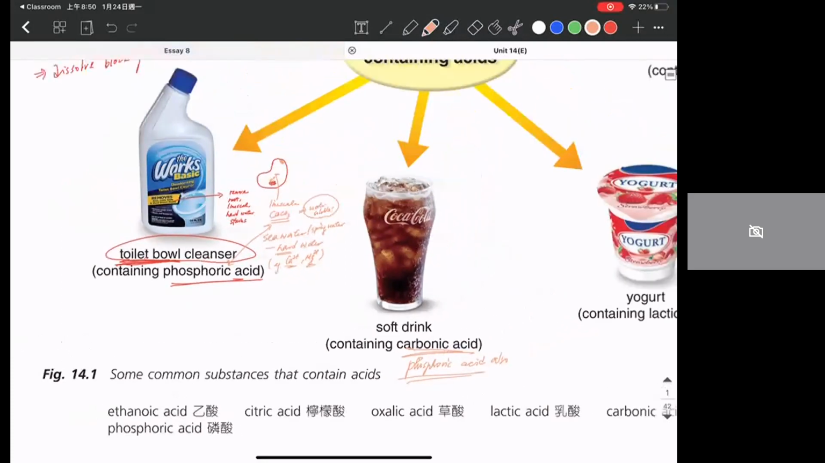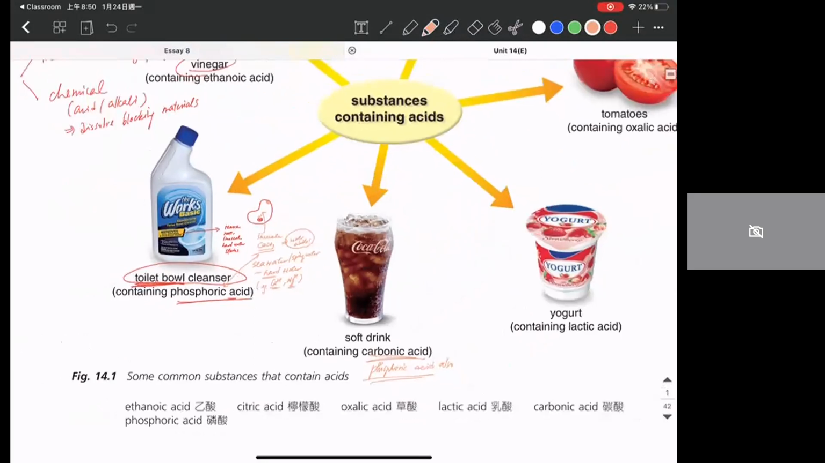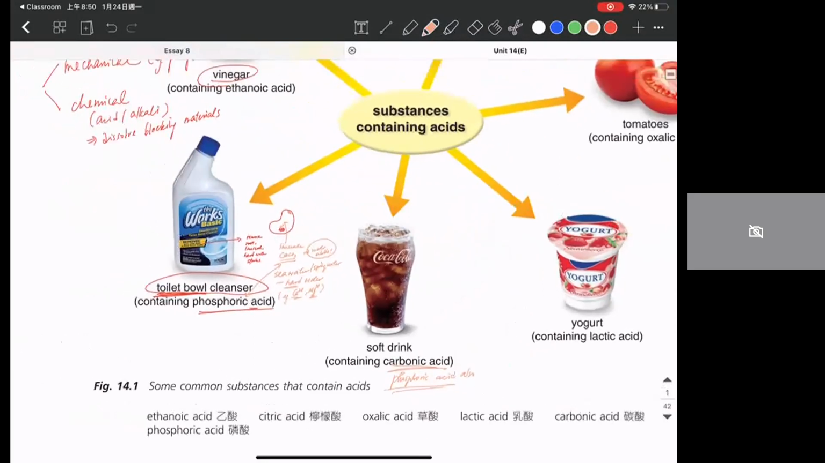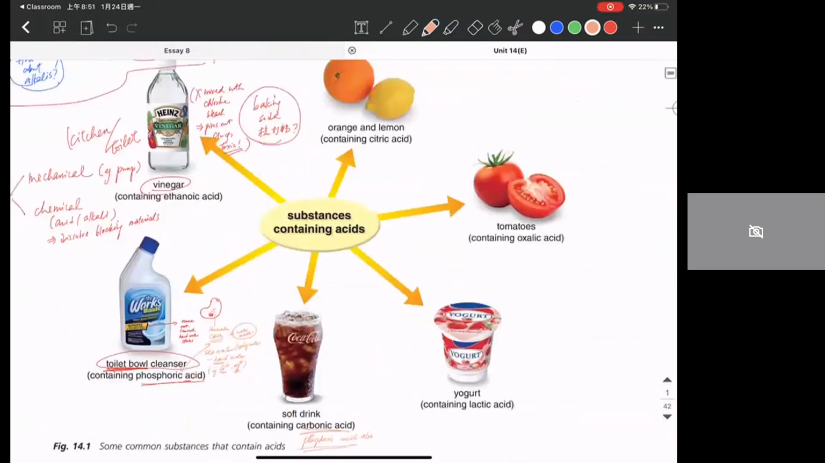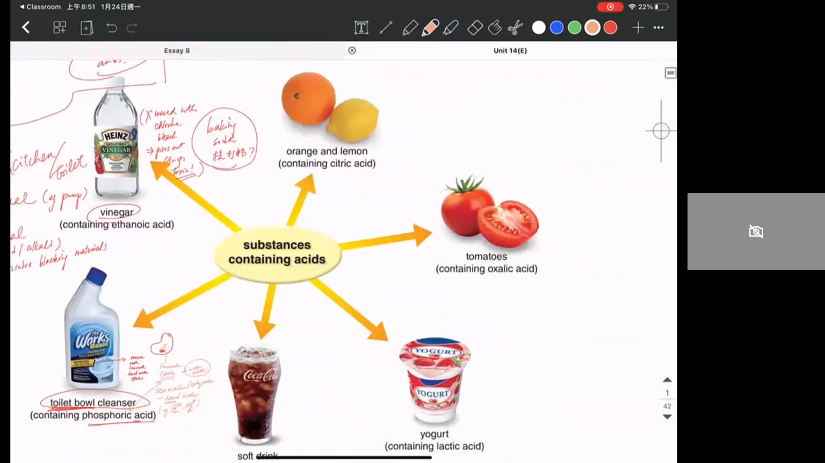So this is the word. Corrosive usually refers to the concentrated acid, while this one, irritant, refers to the acid being dilute. So this is what you need to be aware of. Okay. Now, of course, you may have some other commonly found acids in daily life, and it is quite natural.